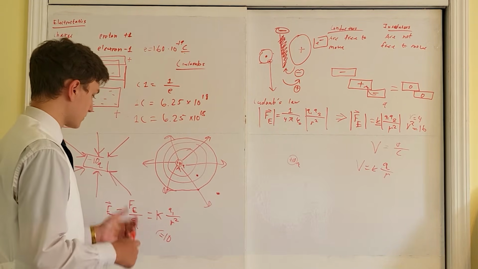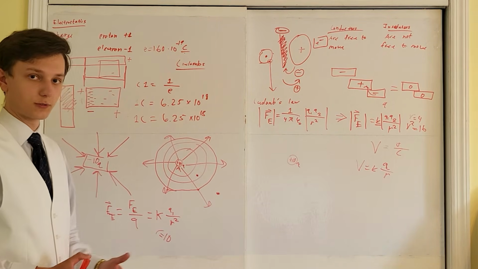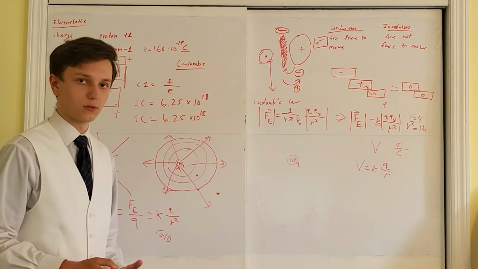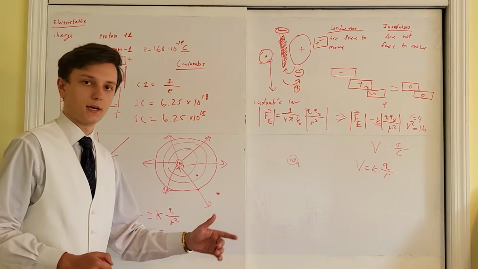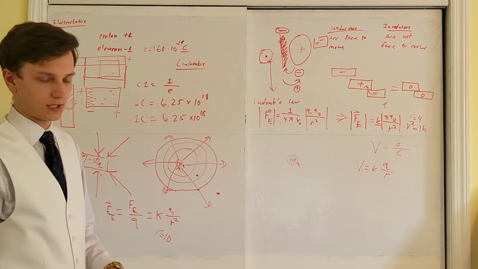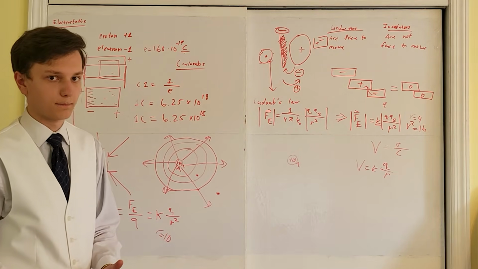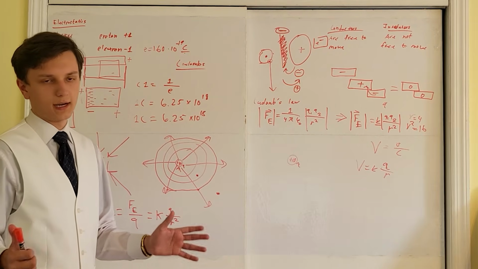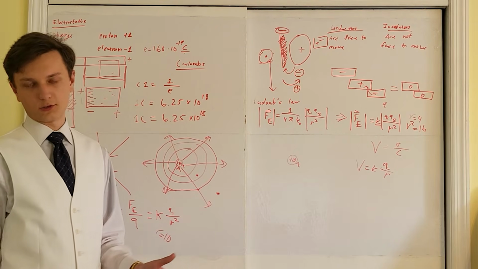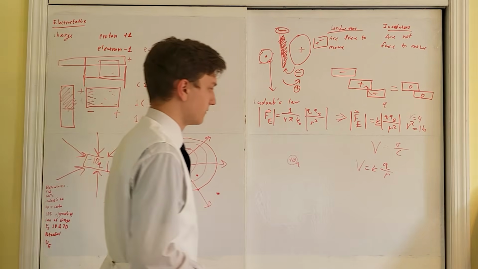Even though electric field and electric potential both have isolines, the electric field isolines are not the same as the electric potential isolines, even though they look the same. In AP Physics 2, anytime you are asked to draw isolines, it's always going to be the electric potential isolines. Anyway, let's move on from there.